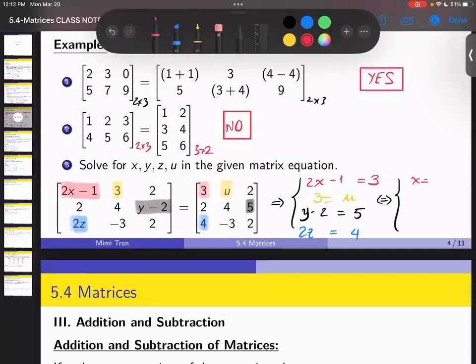x equals 2, right? 4 divided by 2 is 2. u equals 3. y equals 7. And then z equals 2. Done. If you have something like that on the exam, don't mess it up. Those are easy points. u equals 3. Yeah.